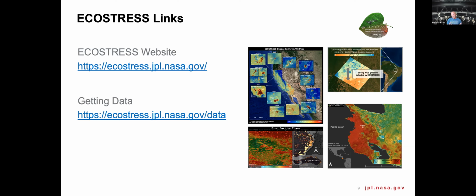There's some great imagery of what the satellite can do to understand different things that are going on with our planet. And if you wanted more information, perhaps we can have one of the scientists come over and give us a quick talk and really get in depth about what ECOSTRESS can do and how it can help you and your students with their research and understanding evapotranspiration.